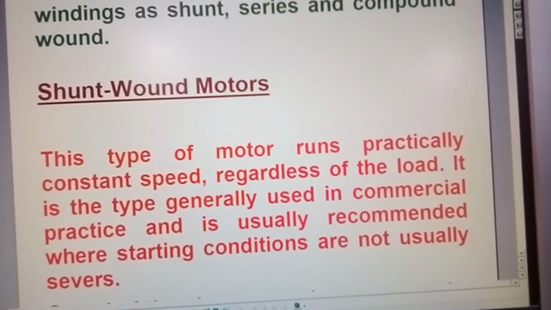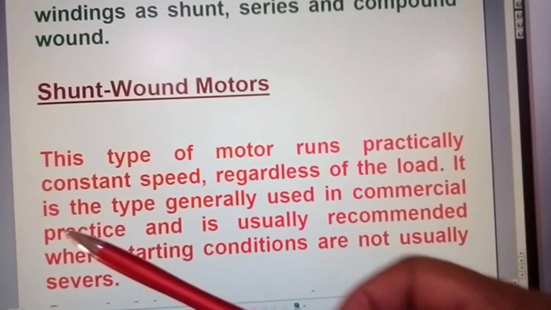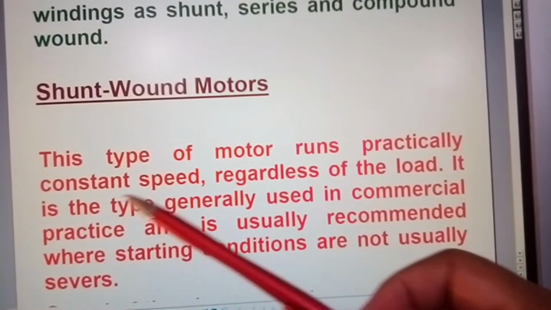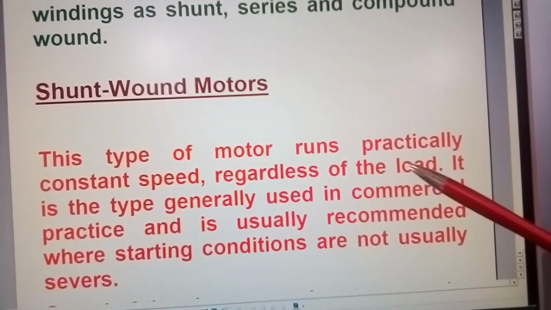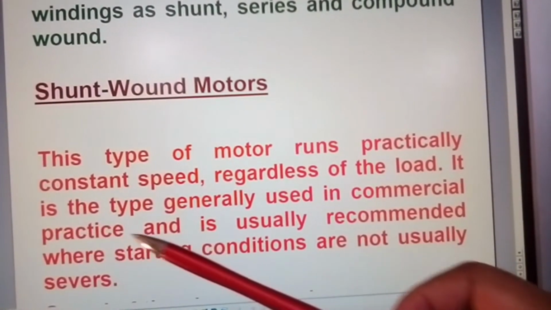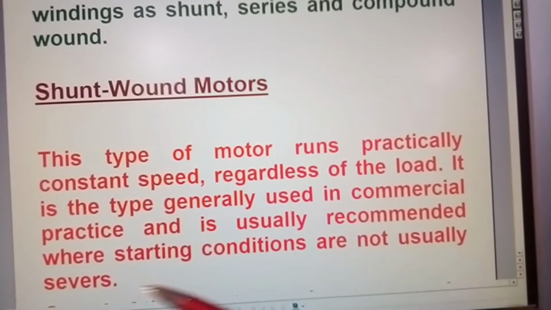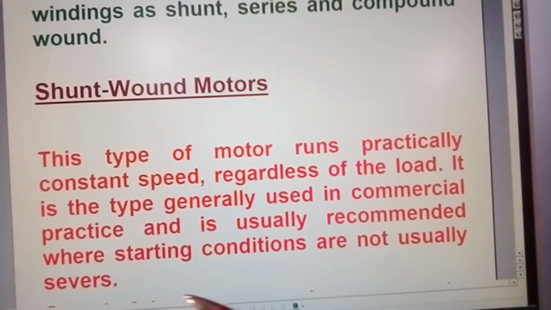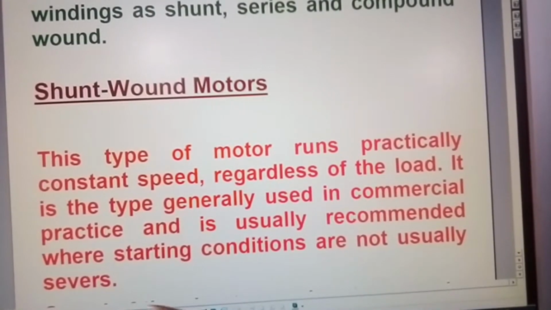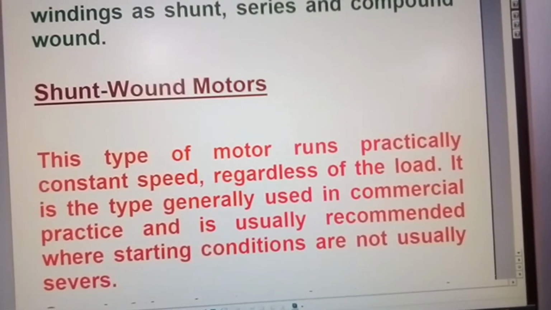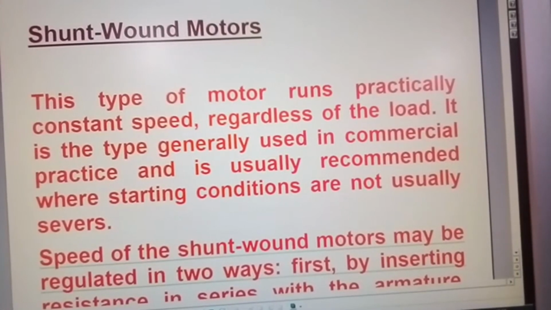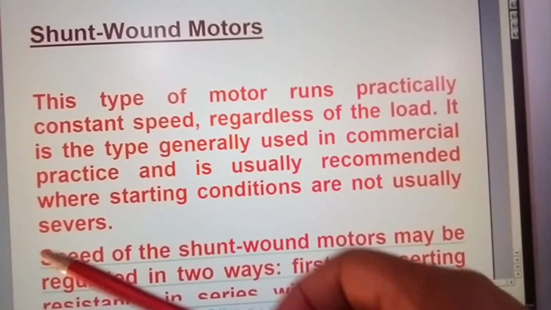So what I want to look at first is shunt wound motors. This type of motor runs at practically constant speed regardless of the load. It is the type generally used in commercial practice and is usually recommended where starting conditions are not severe. That word should be severe. Okay?